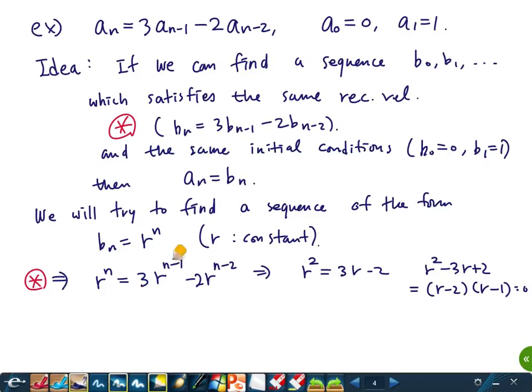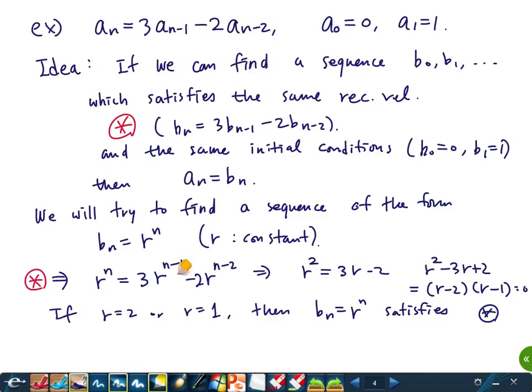So r satisfies this equation if and only if r satisfies this quadratic equation. So we know that if r equals 2 or r equals 1, then this sequence really does satisfy the recurrence relation. Then b_n satisfies star. It's 2 to the n or 1 to the n, which is always 1. So here we found two different solutions to this recurrence relation, 2 to the n and 1 to the n.